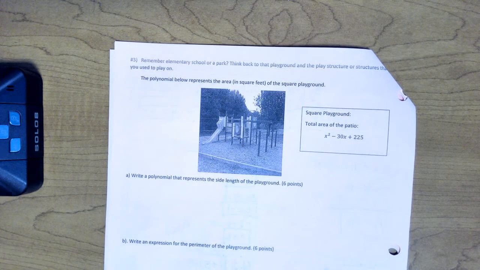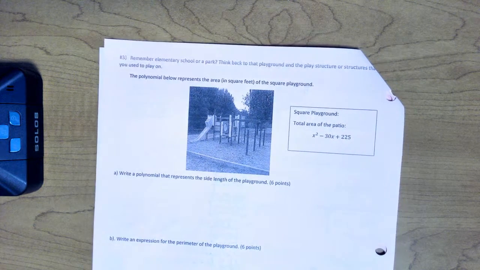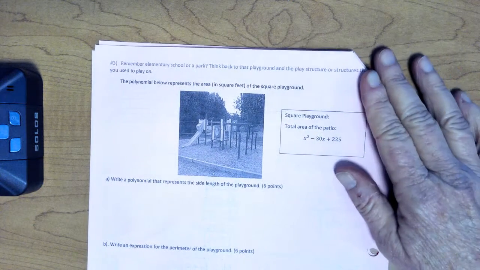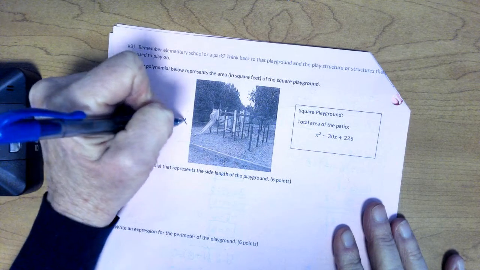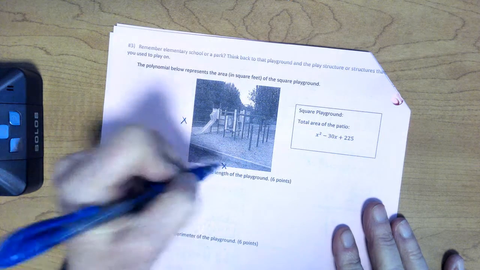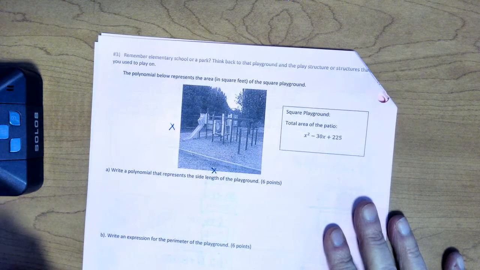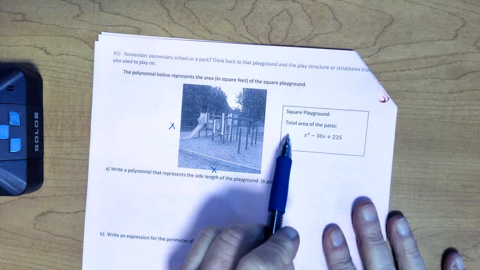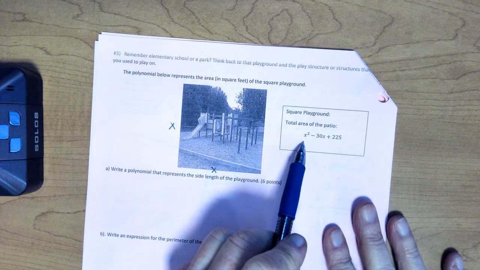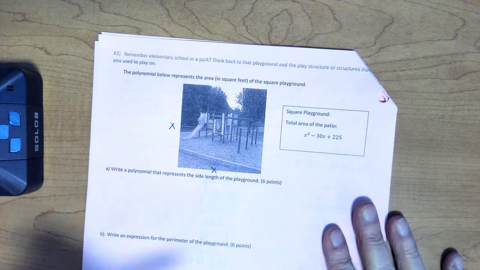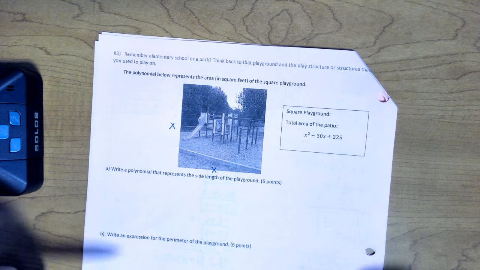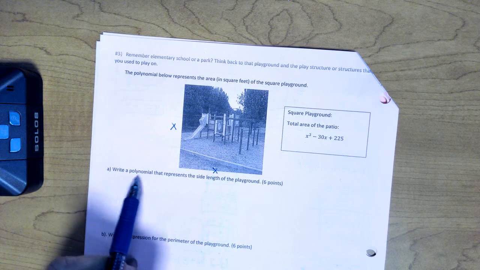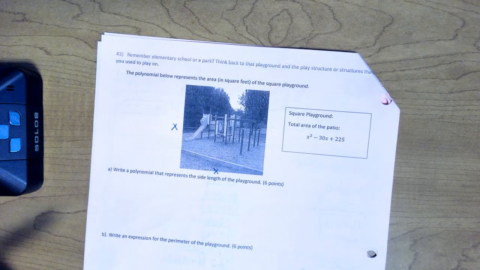So we've got a playground, and our playground is square. We need to remember that when I have a square, the base and the height are the same, so if I use x and x, my base and height are the same. The total area of the patio of the square playground is x squared minus 30x plus 225. And I need to write a polynomial that represents the side length of the playground.